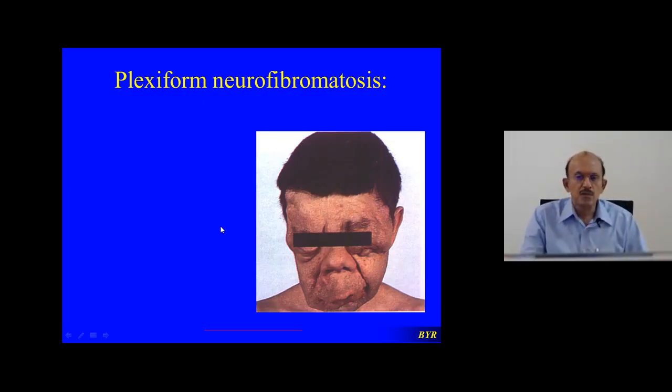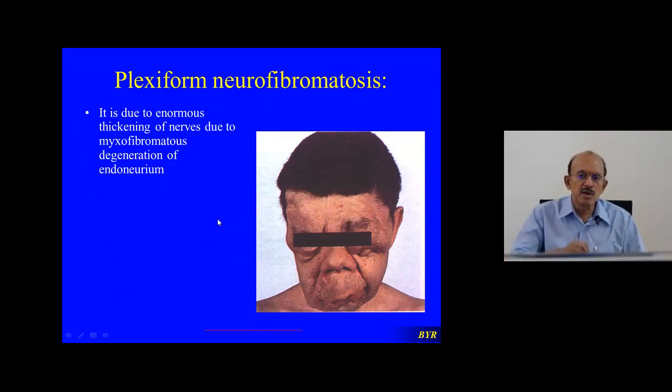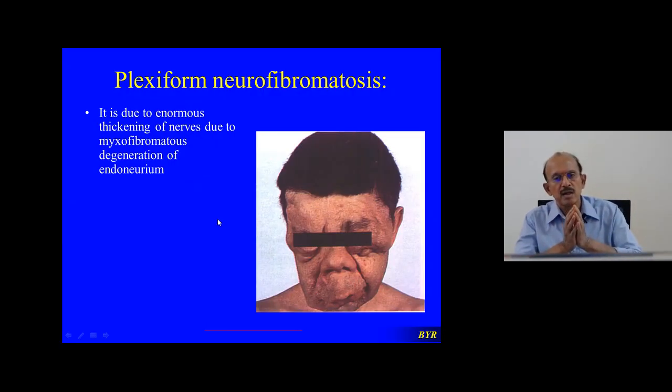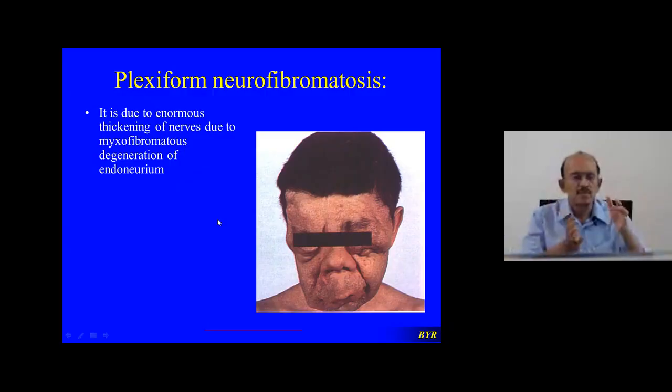Then plexiform neurofibromatosis. In multiple neurofibromatosis, you are seeing spherical masses over the nerve. In plexiform neurofibromatosis, there will be complete thickening of the nerve fiber. The nerve fiber may be small or large. It becomes enormously thickened and pendulous. You can see here, this is all neurofibroma. You will feel firm soft tissue here. This is all firm soft tissue. It is due to enormous thickening of the nerves due to myxofibromatous degeneration of the endoneurium.